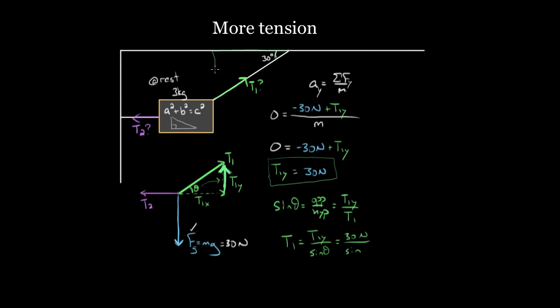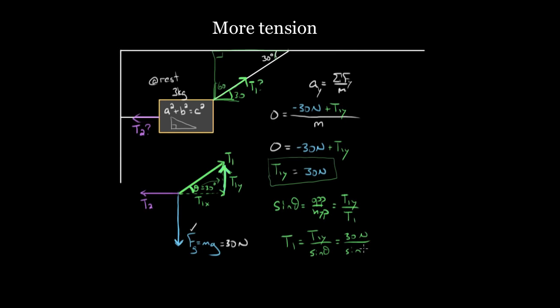Let's figure out what this angle is right here, because that's what this angle is here. So if this is 30 and that's 90, then this has to be 60. And if that's 60 and this is 90, then this has to be 30. So this angle is 30 degrees right here. So this angle right here, which is this angle right here, has to be 30.